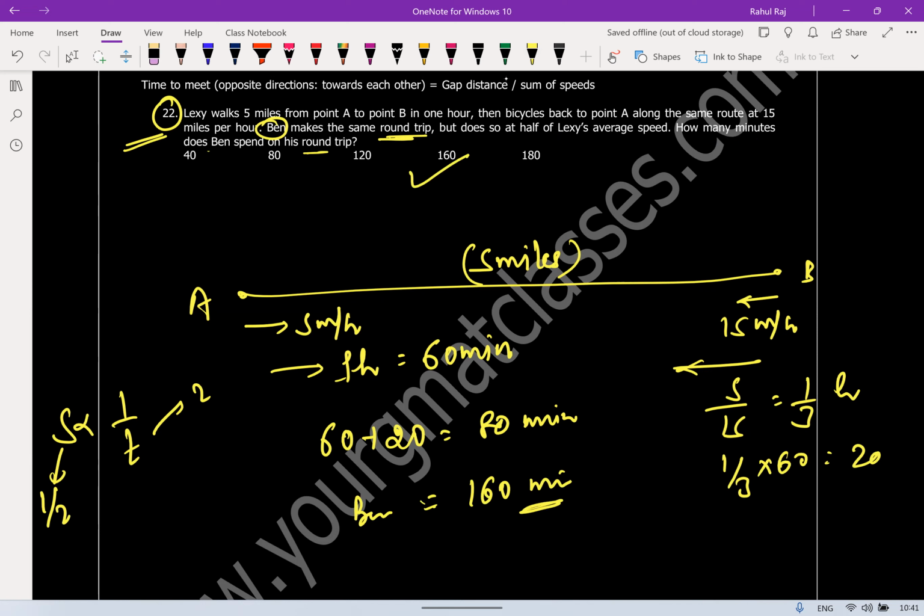Any problem? Siddhi, Apeksha, is this clear? Yes. Apeksha, any problem here?